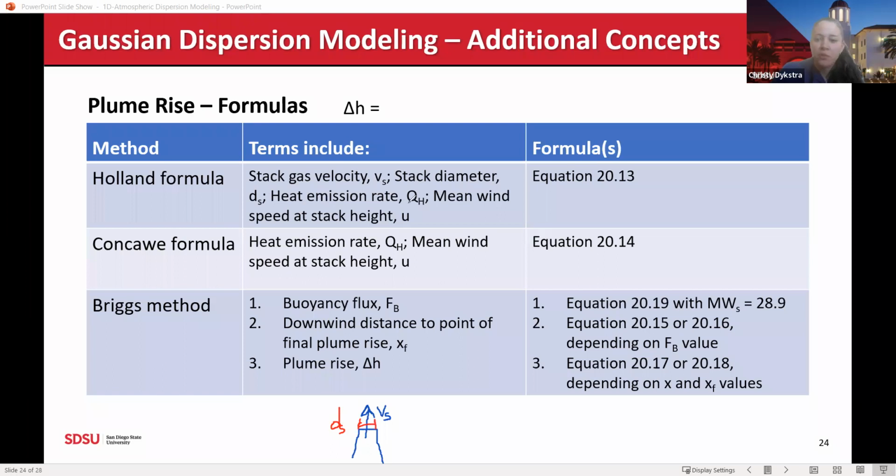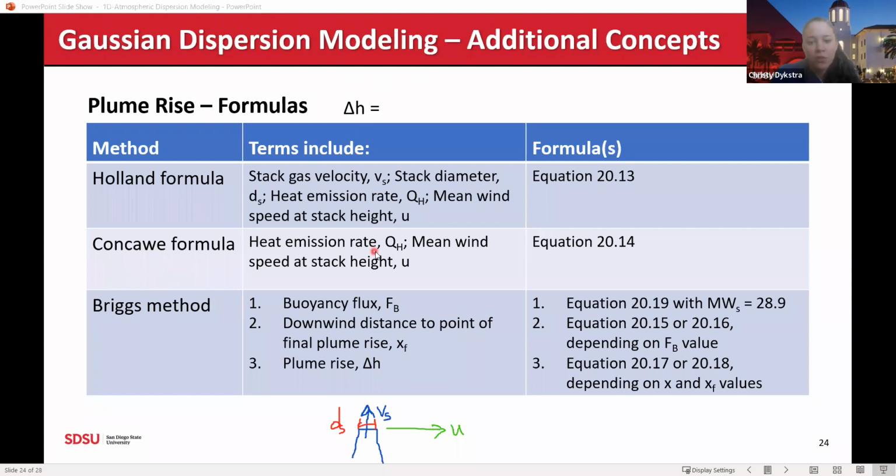And then we have a heat emissions rate. This is a little bit different than the mass emissions rate. It has to do with how much energy is carried in the gas itself, which is carried as temperature or higher temperature. And so we'll have this heat emissions rate QH. And then we have the mean wind speed at stack height. So of course, that is our U that we've talked about before at our actual stack height, right? And so if we have those, then we can use equation 2013 in our book to come up with the Holland formula, and it will calculate our delta H for us.